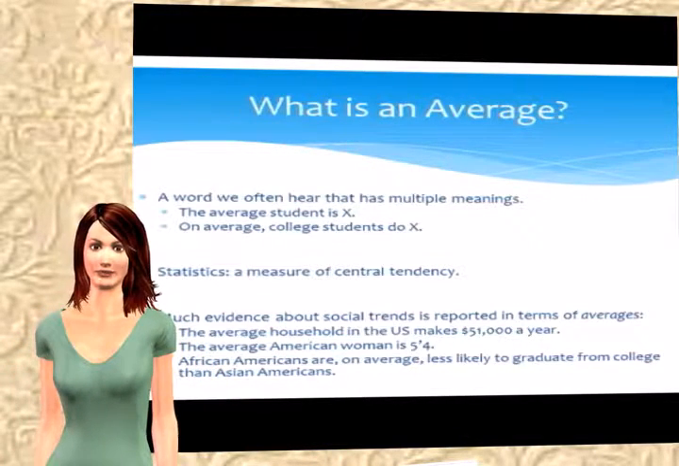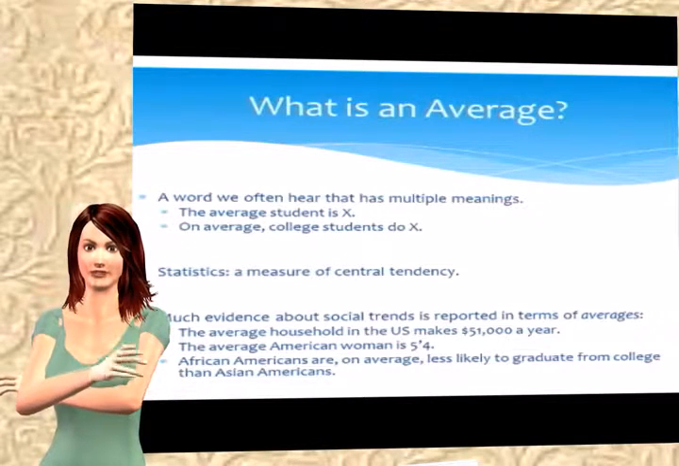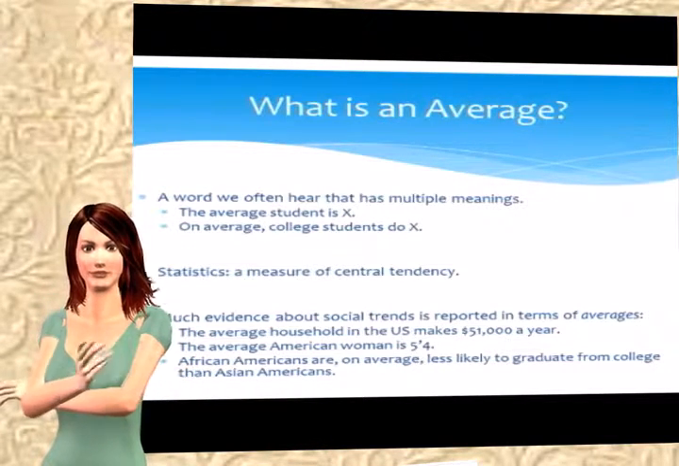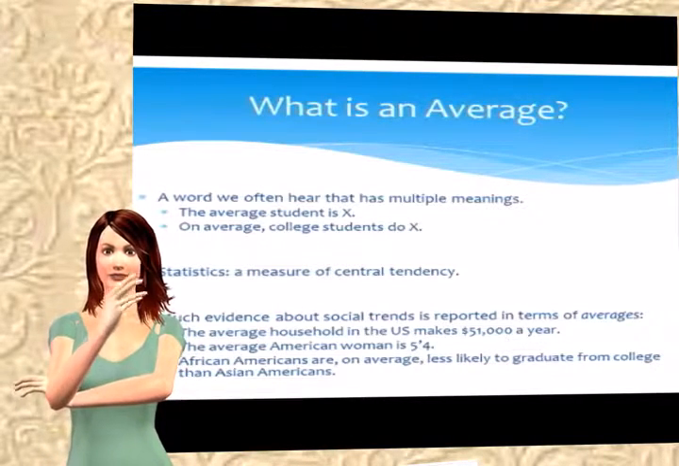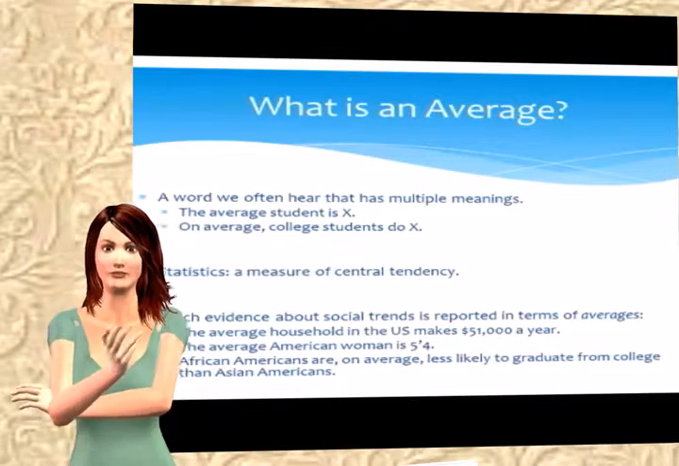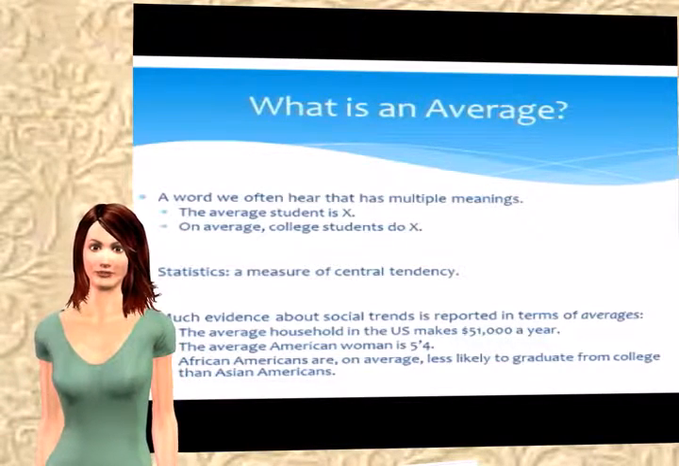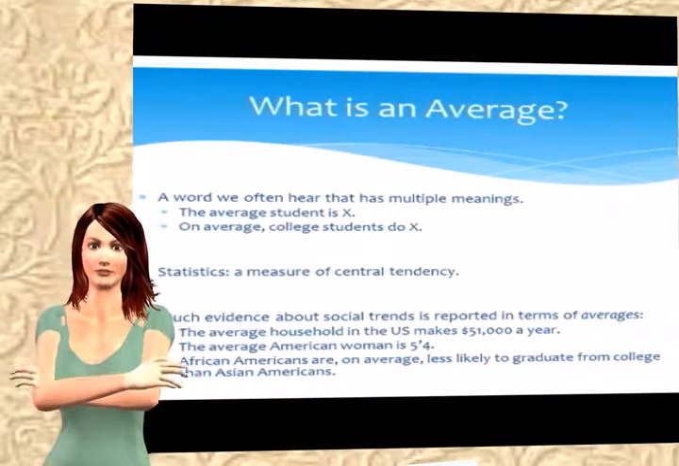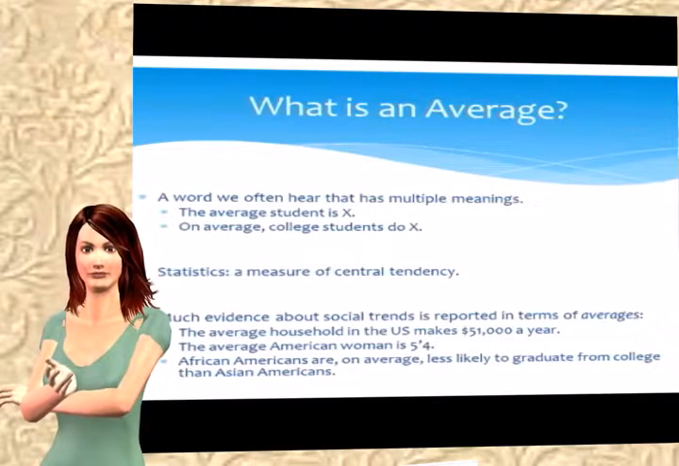The average American woman is 5'4". Interestingly, I didn't include this on the slide, but the average American man, do you know how tall the average American man is? He's 5'9". African Americans are, on average, less likely to graduate from college than Asian Americans. So these are just some typical statistics that rely on the concept of an average to convey information.